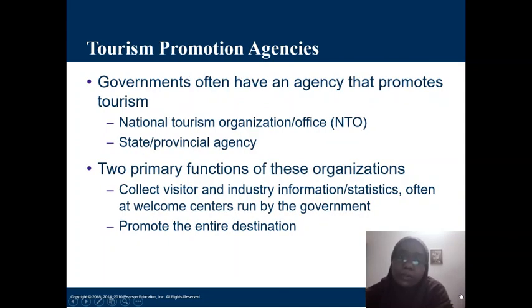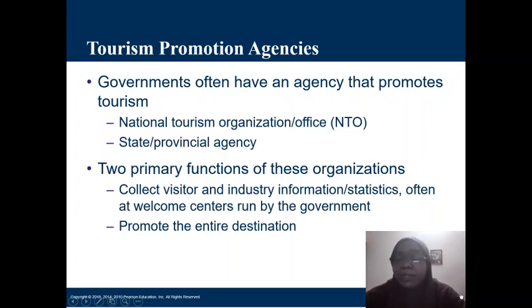Now we want to talk about the tourism promotion agencies. Governments often have agencies that promote tourism, whether at the national level or at the state or provincial level. At the national level, we have the National Tourism Organization or Office. This is in relation to the United States. In other countries as well, we have other names for the government agency that promotes tourism. Then we also have the state or provincial agency, at the state level.